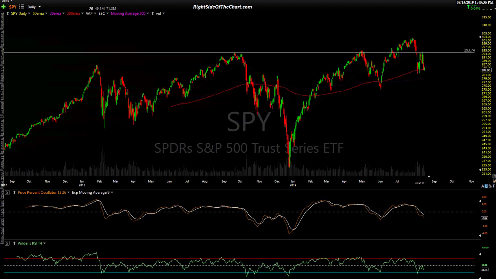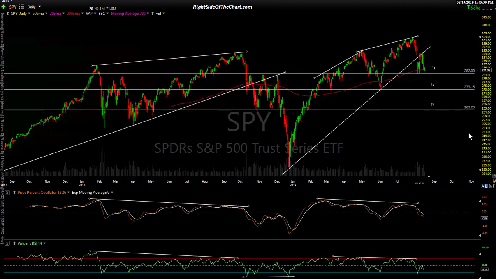SPY daily chart, same story really. Let's look at this board. These are the targets I gave you. Again, they're unadjusted, meaning that's the actual support levels, and they're rounded off a little bit, but pretty darn close. So the story remains the same on SPY as QQQ.